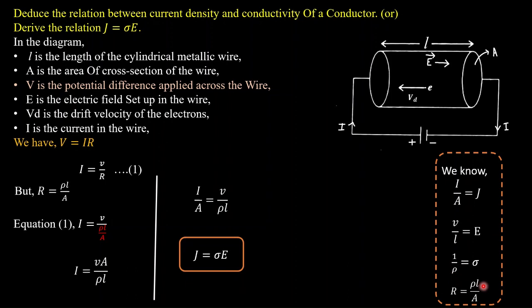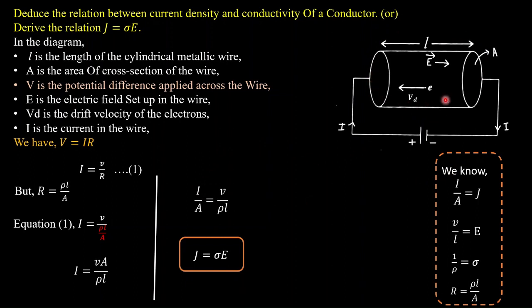R is equal to rho L by A, where R is the resistance. We know this well-known formula. So these are the key formulas we need to know to derive this expression in a very simple way. Let us understand this derivation with a diagram.